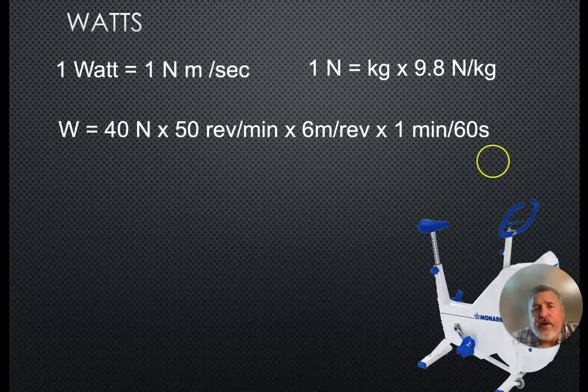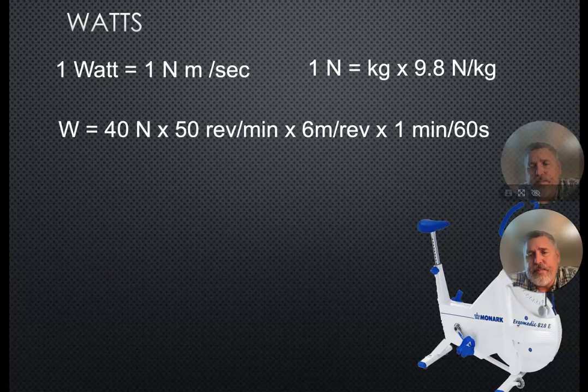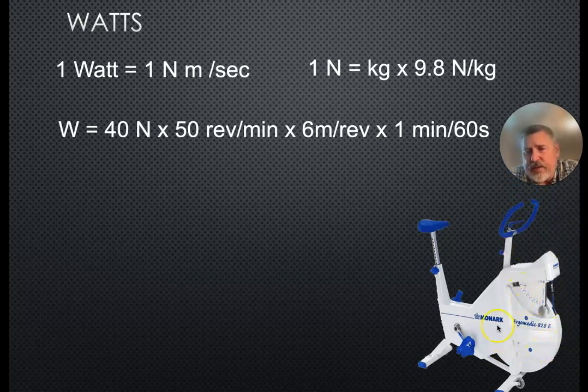Then, you take the 40 newtons of resistance and multiply it by the revolutions per minute, so this is how fast you're spinning. We're spinning at 50 revolutions per minute. Every time this pedal goes around, the wheel goes around, and every time the wheel goes around, it's 6 meters. So how much work are you doing? Work is force times distance. The force is 40 newtons. The distance is 6 meters. And you're doing it 50 times per minute.